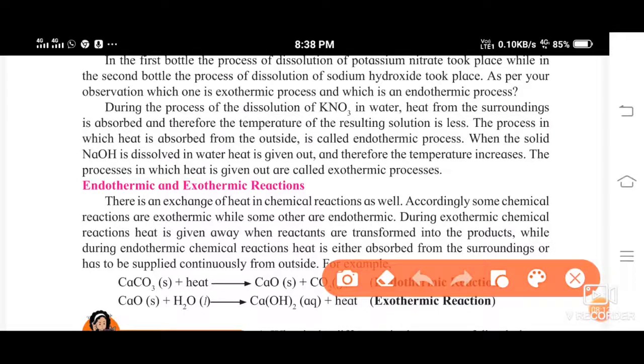And you should be able to give the examples also if asked in the exam. Okay, definition of exothermic and endothermic reaction with examples. So you should be able to give these examples. Now, in the case of endothermic, dissolution of potassium nitrate in water. So what has happened? The process in which the heat is absorbed from the outside is called an endothermic reaction.